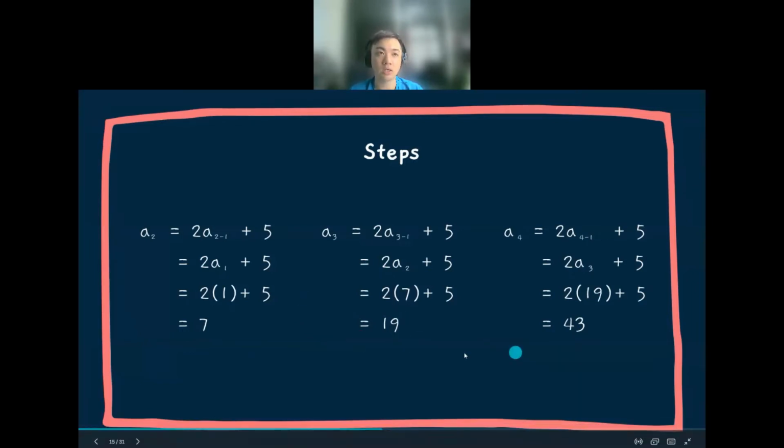type of question, you need to be cautious because it depends on the answers you get. For example, if you calculated a2 wrongly, say you got 6, then a3 will be wrong and a4 will be wrong. So these types of questions need more care. You need to ensure that the answers you get are correct, so that the answers you get next will also be correct, and you get full marks for this type of question.